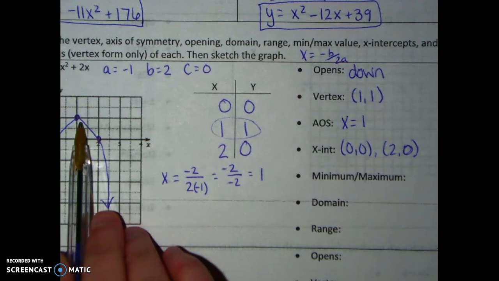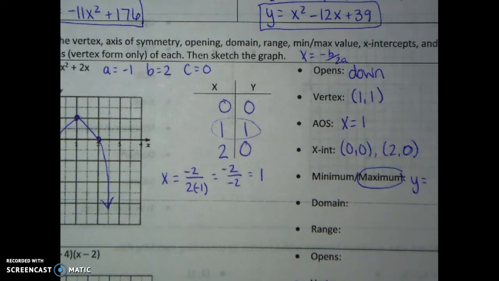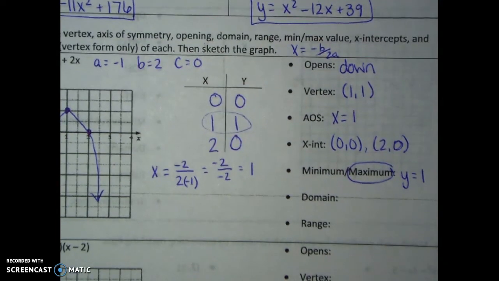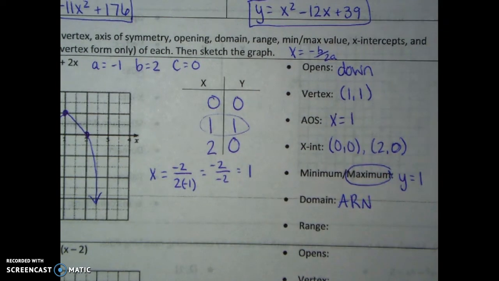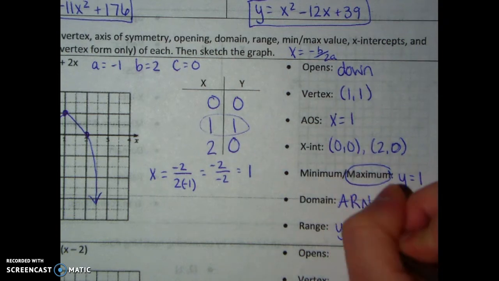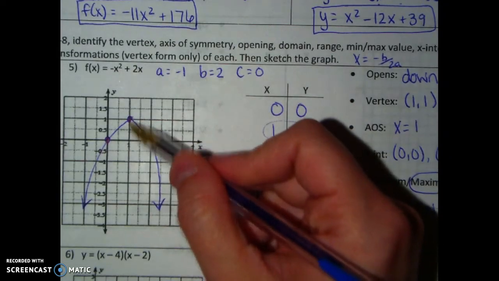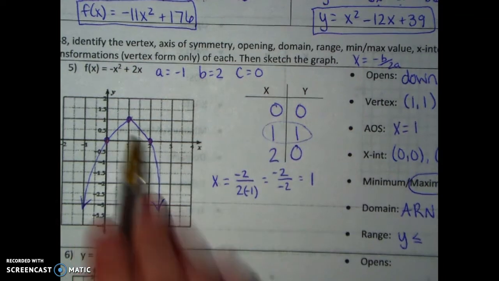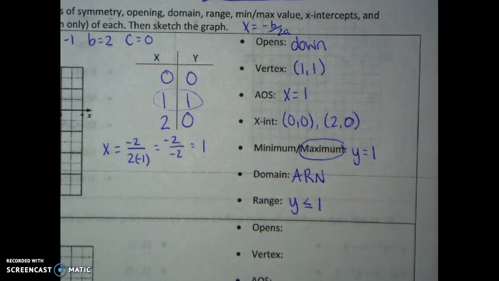And our vertex is at the top of the graph, so that means it is a maximum. And it's a maximum at y equals, and the y of the vertex is 1. Domain is all real numbers, and the range is y less than or equal to, because it's pointing down, so it has to be less than, and it's the y of the vertex, which is 1. So y is less than or equal to 1. That's all I was looking for on that.